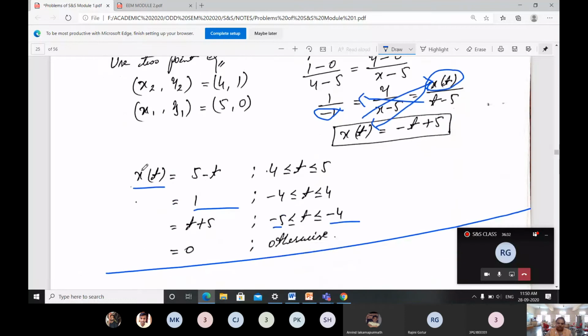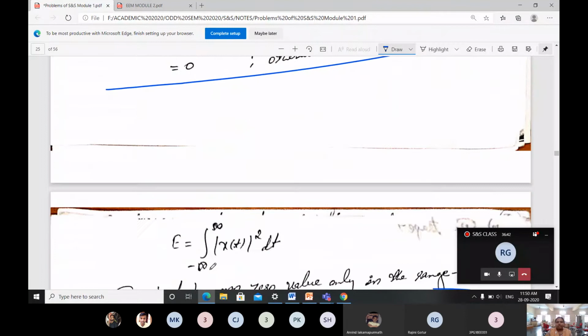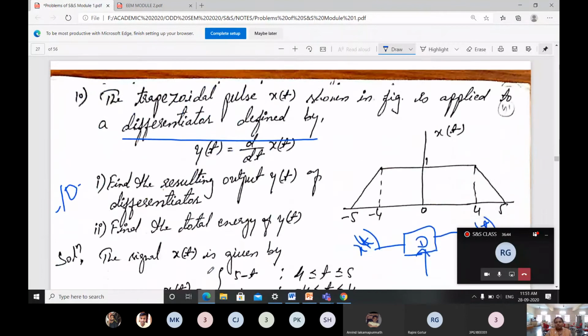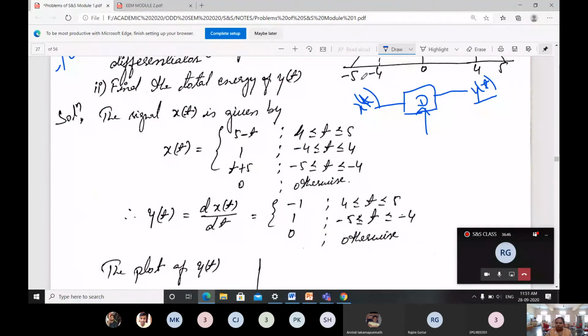Then we will get our x of t, that is 5 minus t, t plus 5 for the different time ranges, and 0 otherwise. Up to this we have to solve. Then we have to go for the differentiating. We got our x of t from what we did previously. We have to follow the same steps. Here I wrote direct values only. We have to solve for this, and you'll be getting the points like this.